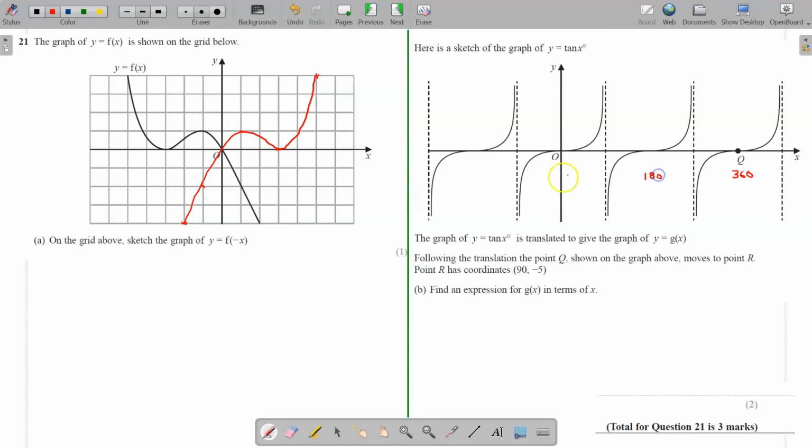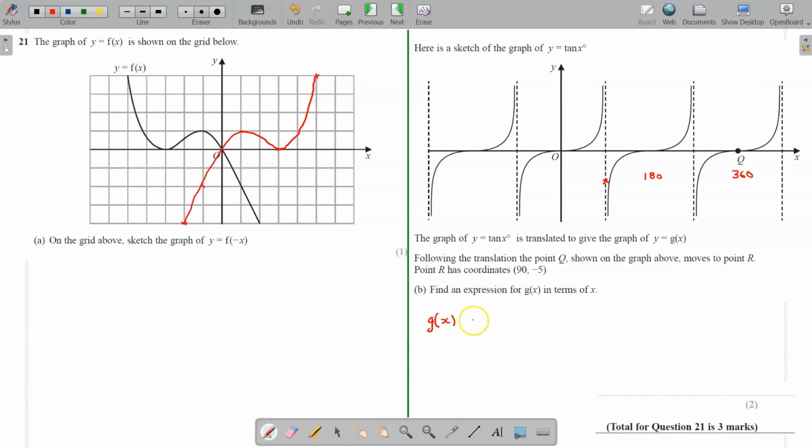Okay, and this is 0. This is 90 here. So the point Q moves across to 90 from 360, and it goes down 5. Remember, this goes down infinitely on the tan graph, so we'll just put a mark about here where we think 5 might be. So basically the graph moves left 270 and down 5.